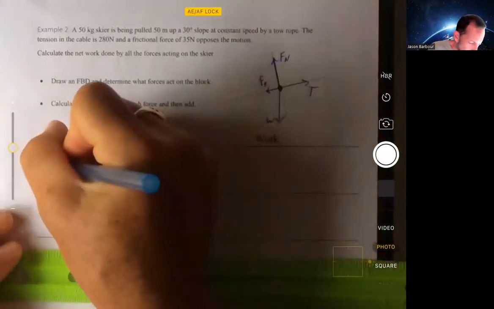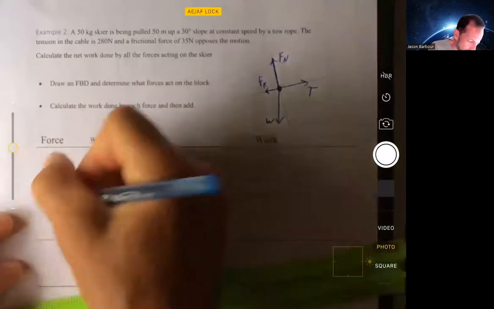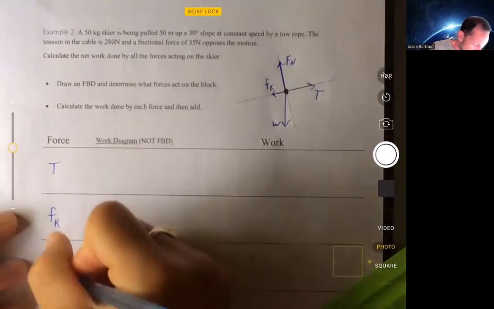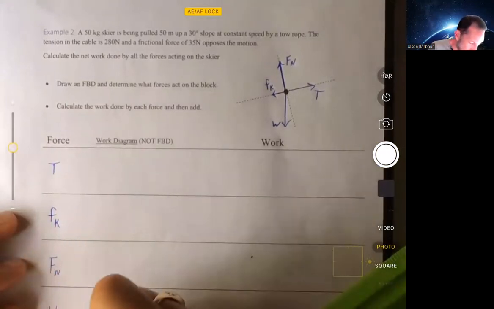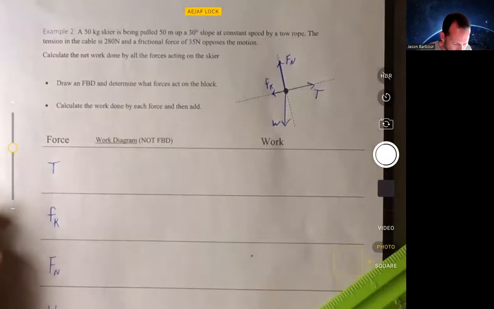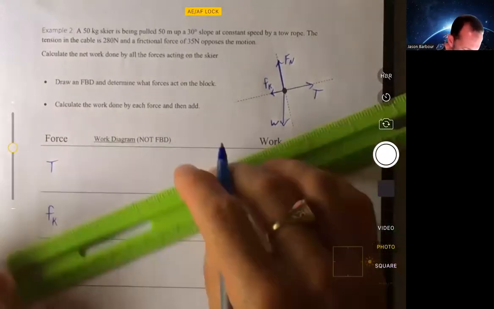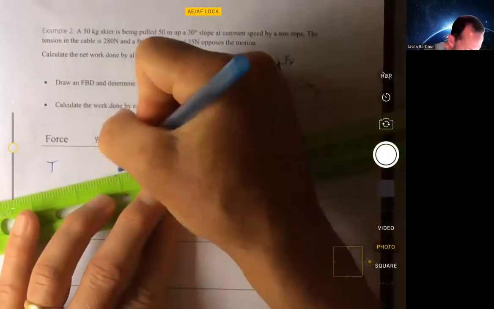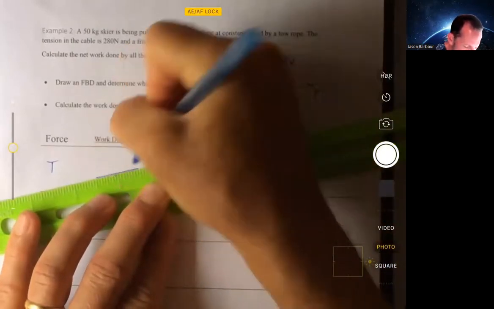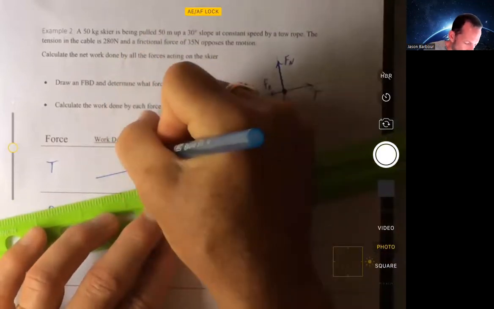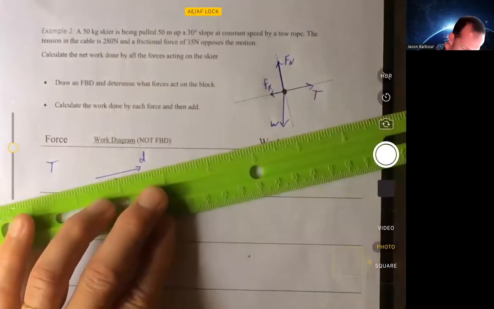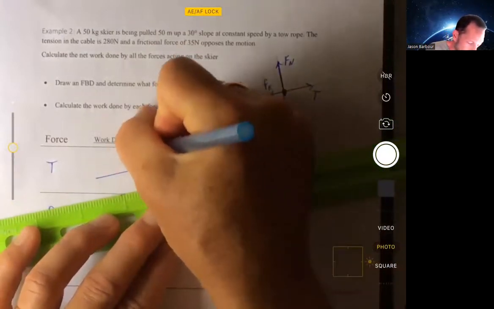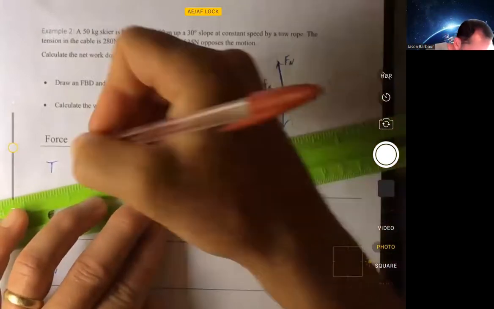Now we're going to do a work diagram and calculate the work for each of these. So T, F sub K, F sub N, and weight. And then we have an extra space. So the work diagram, we want to be sure to draw the displacement in the actual direction of the displacement. So that's my displacement. And actually I'll make that my force. We'll do that in blue. Then I'll draw my displacement in red.